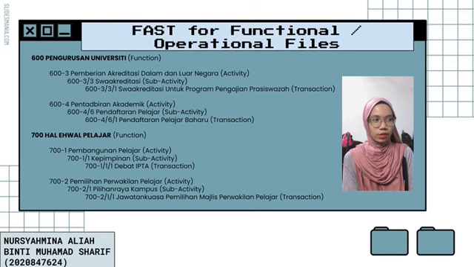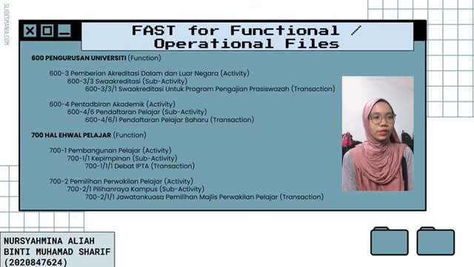First, we have 600 for pengurusan universiti for the function, and 600-3 pemberian akreditasi dalam dan luar negara for the activity. 600-3/3 SWA akreditasi for the sub-activity, and 600-3/3/1 is SWA akreditasi untuk program pengajian prasiswazah for the transaction. And then we have 600-4 pentadbiran akademik as the activity, 600-4/6 pendaftaran pelajar for the sub-activity, and 600-4/6/1 for the pendaftaran pelajar baru transaction.